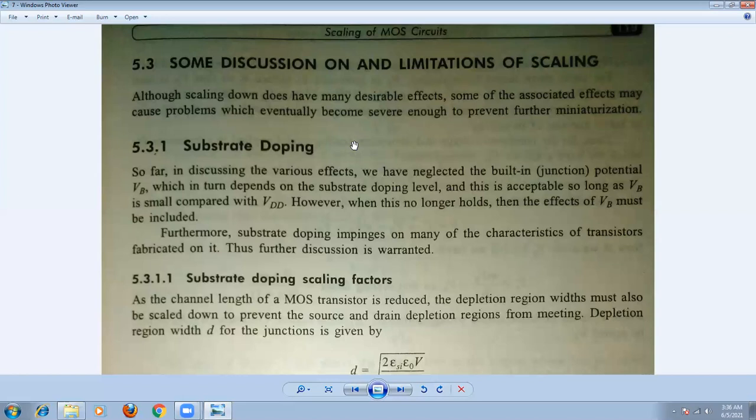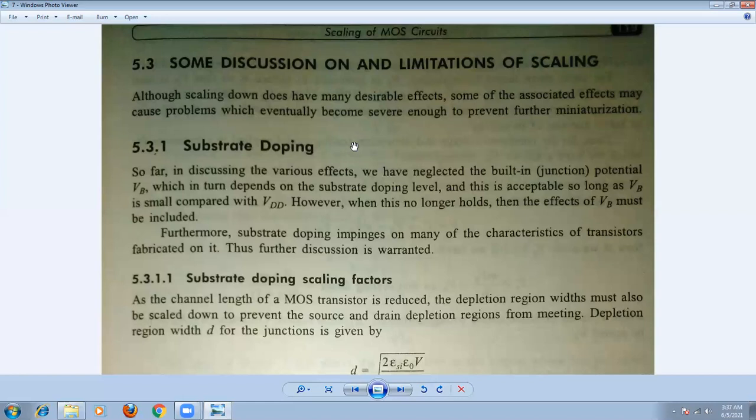But during scale down, what happens? The value of VB increases, and during the scale down we are also going to scale down the VDD level. So in that case we cannot neglect VB. For example, if VDD is 5 volts, the built-in potential is approximately 500 millivolts, that is 0.5 or 0.6 volts in the case of silicon, because in VLSI we use only silicon material, not germanium.